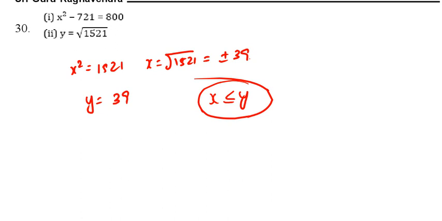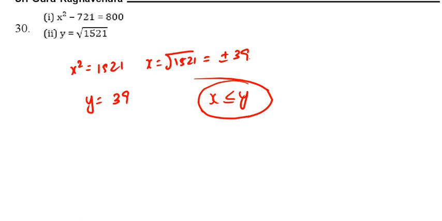48, 96, question mark, 48, 12, 24. See, 48 is becoming 96, into 2. 48 is becoming 12, divided by 4. So only one thing: one is into 2, one is divided by 4. Next one divided by 4. What is 96 by 4? That is 24.